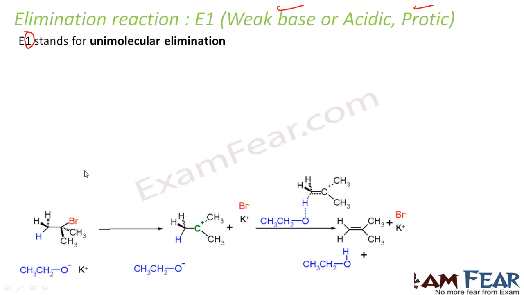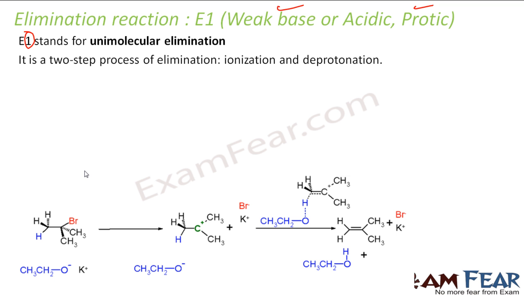So let's start with the E1 reaction. E1 is nothing but a unimolecular elimination reaction. It is a two-step process, but only one step is the rate determining step, that is ionization, and the other step is deprotonation. So let's see this reaction here. This is my substrate, and as I told, this happens with a weak base.